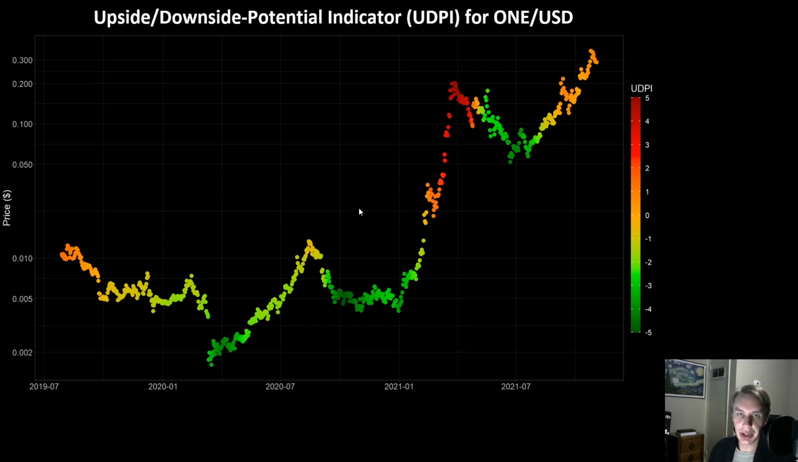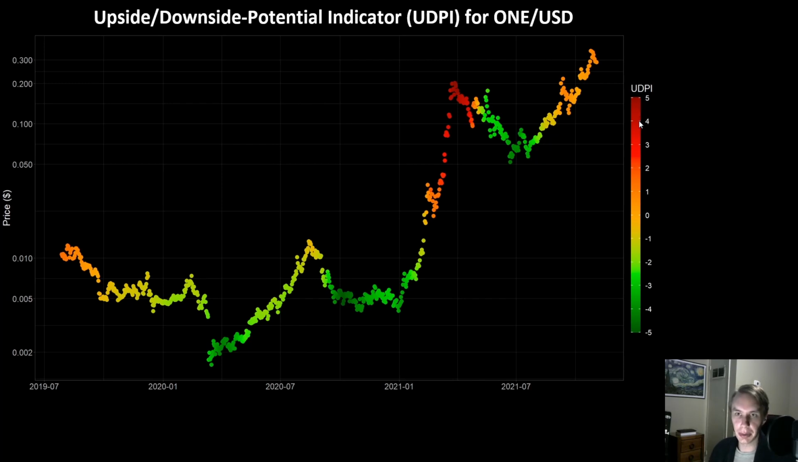If you've been following the channel, you're quite familiar with these graphs by now, but if you're new to the channel, just to give you an overview of what we're looking at here: I have the price of ONE plotted on the y-axis in logarithmic form, showing the price action of ONE over time. Each dot represents a day, and each dot is color-coded based on the output of our risk indicator, the upside-downside potential indicator, or UDPI for short.